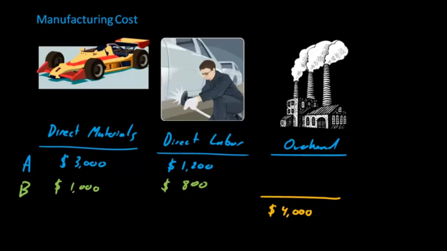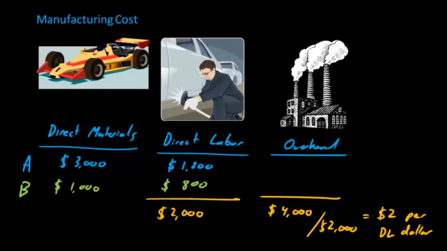But for this example, let's just say that we decide to allocate the overhead based on direct labor, and you could justify that by saying that the more direct labor hours that you're spending on the car, the more time the car is spending in the factory, and so the more overhead should be allocated to the car. I mean, you can make that simple justification.